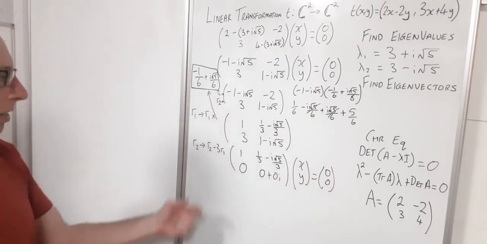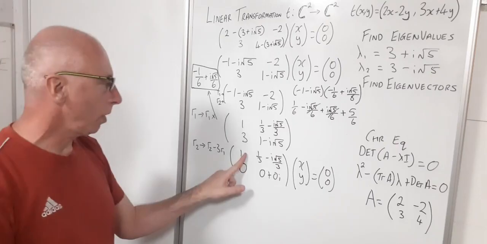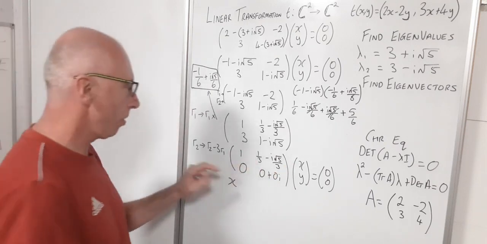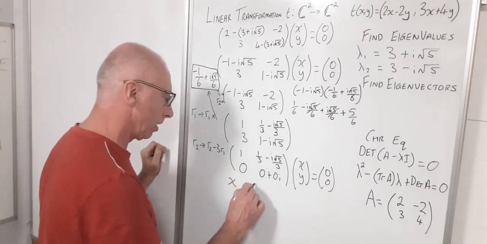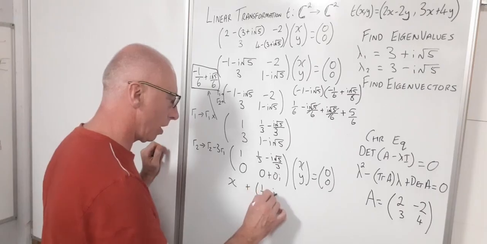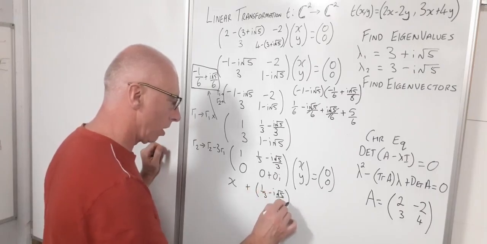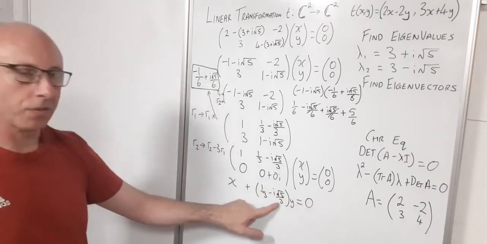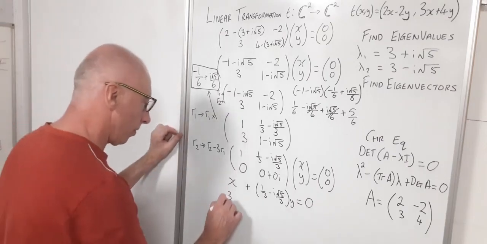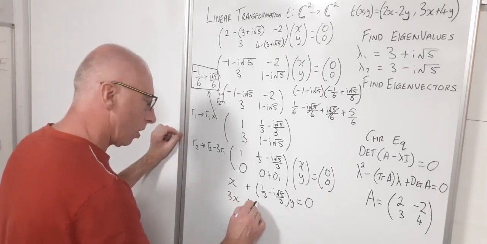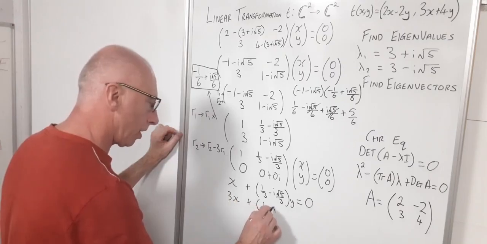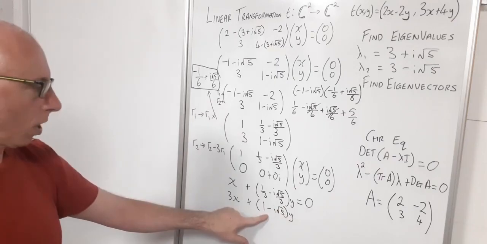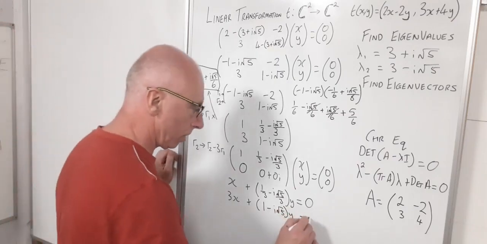Okay, so now let's just multiply these up. So I multiply that with x, I just get x, and then my y is 1/3. So I need to add 1/3 minus i root 5 over 3 y equals 0. Okay, let's get rid of this fractional part. So now I've got 3x plus, open brackets, 1 minus i root 5, y. Remember, this is just the coefficient for y, and then that equals 0, still 0.